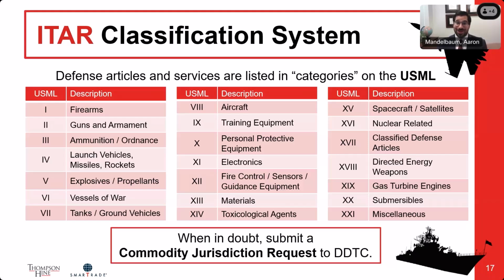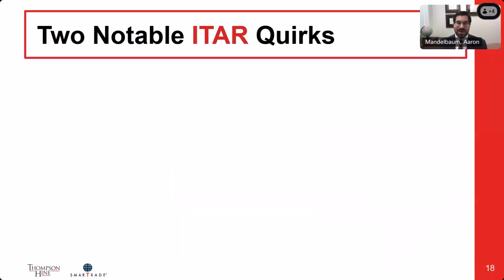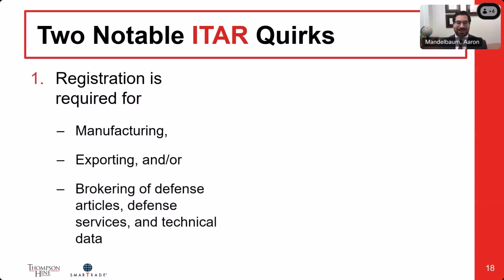Now, I do want to note that there are two significant quirks to the ITAR system as a whole. The first is this concept of registration. You do need to register with ITAR because of the sensitive items that you're manufacturing or exporting or brokering, defense articles, services, and technical data. Registration is actually not super complicated though. You're basically going to tell DDTC who you are, information about your company, like its ownership structure, affiliates, subsidiaries. So that's pretty much registration. You do have to pay an annual fee, so just bear that in mind too.